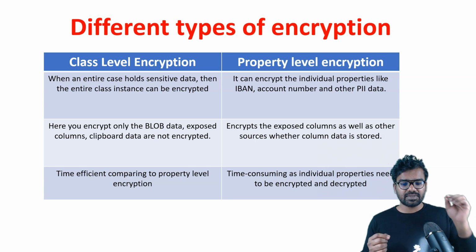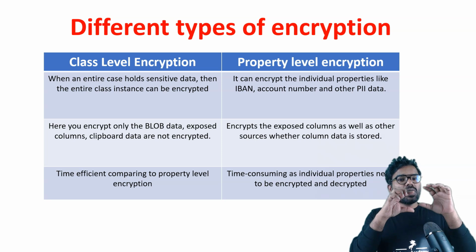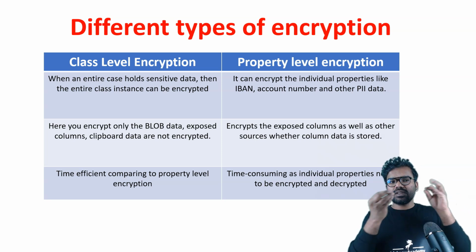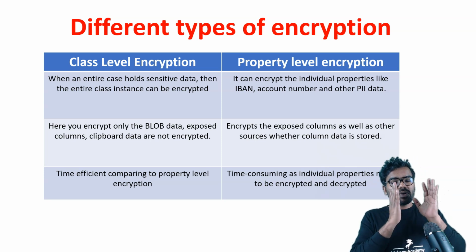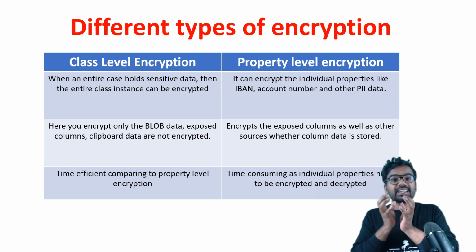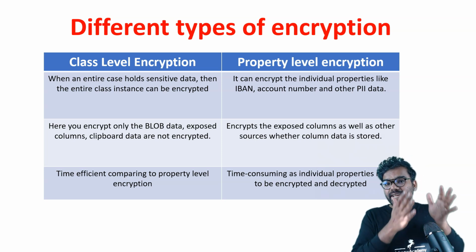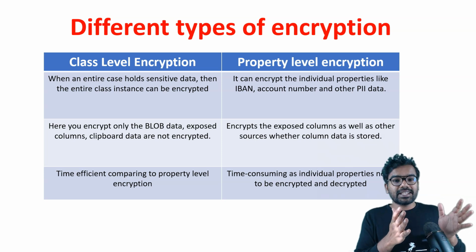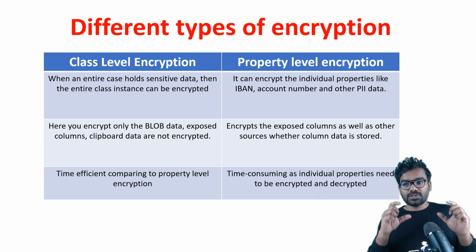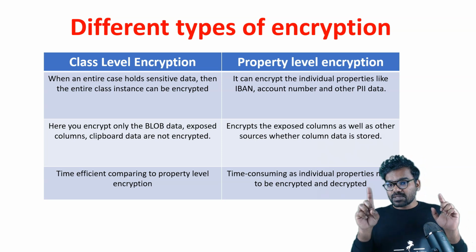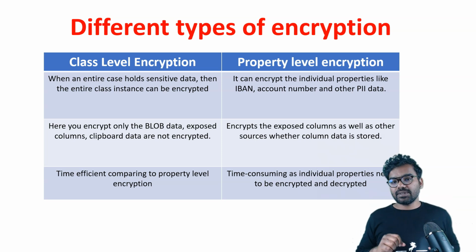And the next difference is with class level encryption. Let's say you have a class instance and it only deals with the blob. We know that all the class instances get compressed and saved into the blob column, right? So when you apply encryption at class level, it is going to encrypt just the blob data. It means if you exposed any column into some dedicated table, that will not be encrypted. So this is a very big disadvantage of class level encryption. You should make sure that you never expose sensitive data if you use the blob encryption or the class level encryption.